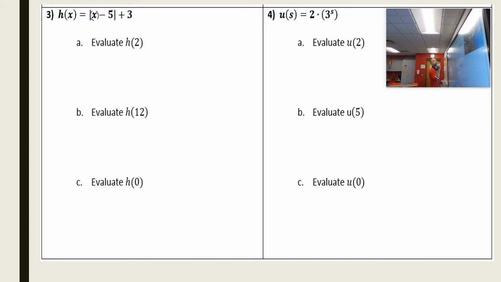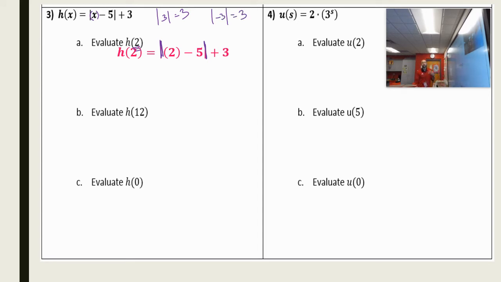Wherever you see a variable, you're plugging in the input. So h of 2 equals the absolute value. So these vertical bars, that's the absolute value. Remember, the absolute value of anything is just the positive result. So absolute value of 3 is equal to 3. Absolute value of negative 3 is equal to 3.